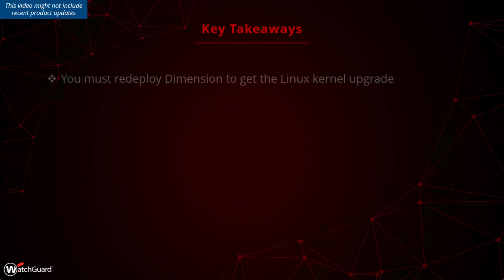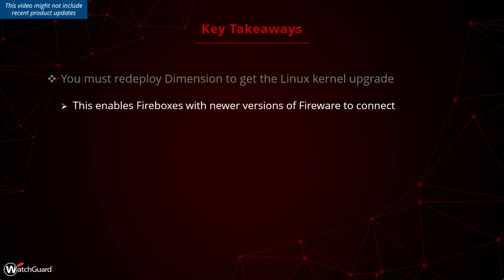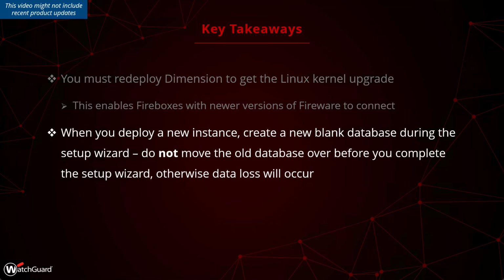To wrap things up, you must redeploy Dimension in order to get the Linux kernel upgrade. Doing a standard upgrade with the apt file for Dimension will not upgrade the kernel. This will allow the Fireboxes that use newer firmware to connect. So anything that is 12.8.2 update 1 or higher. When you deploy the new instance, remember that you need to create a new database during the setup wizard. Do not migrate your database over.